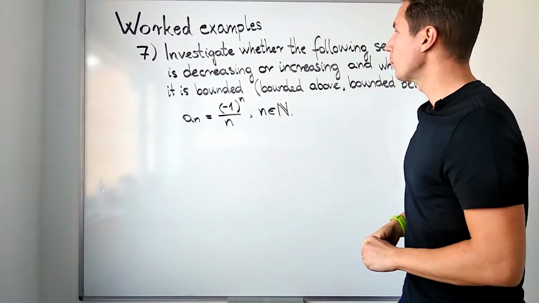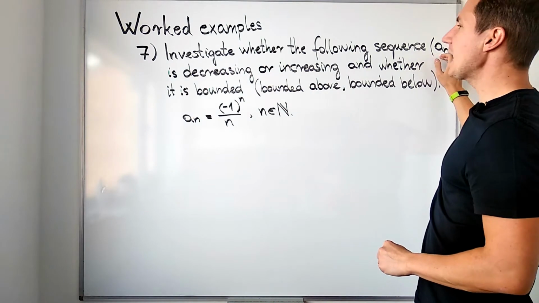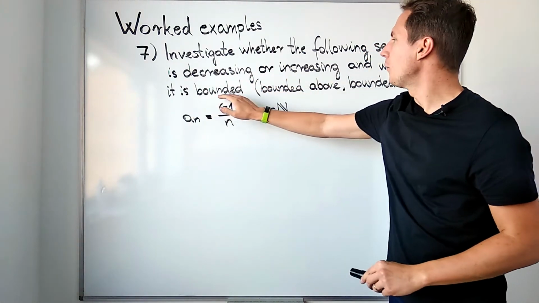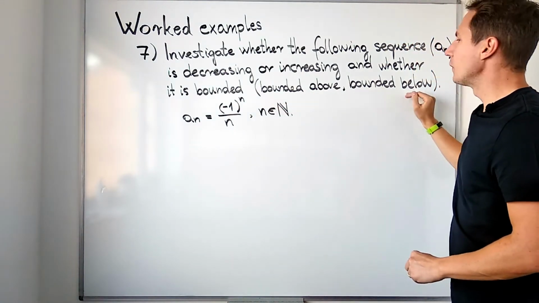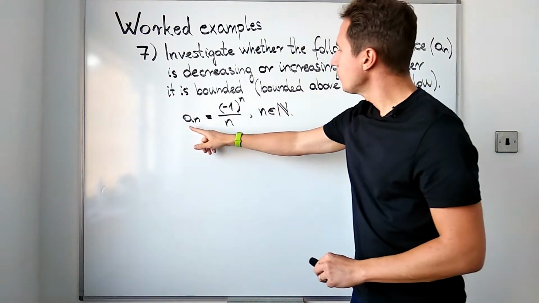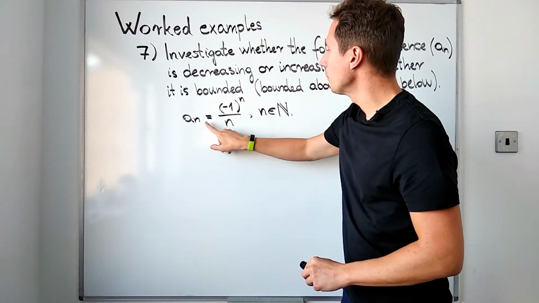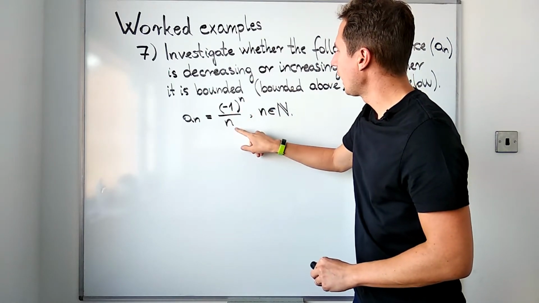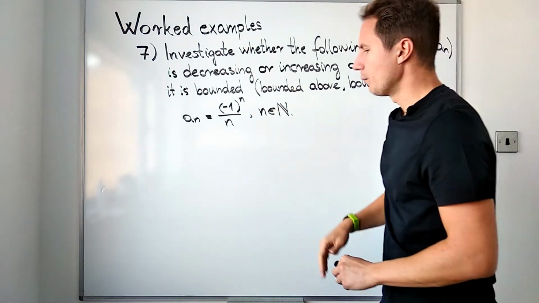Let's solve the following problem, which asks us to investigate whether the following sequence a_n is decreasing or increasing, and whether it is bounded, which could also mean that it is bounded above or bounded below. So the sequence a_n has the general term, the nth term, being equal to (-1)^n divided by n, and the indices are the natural numbers.